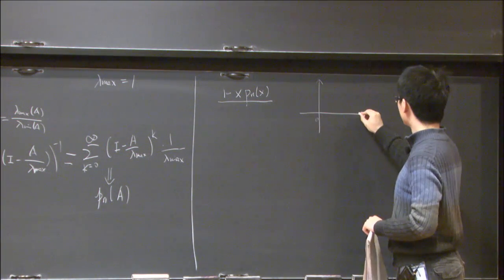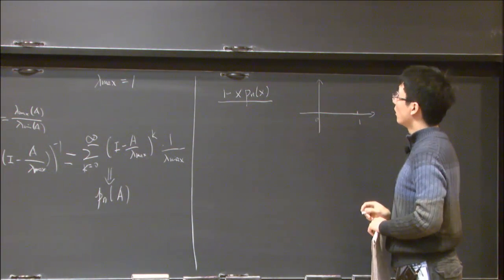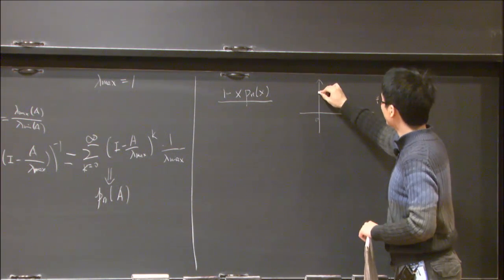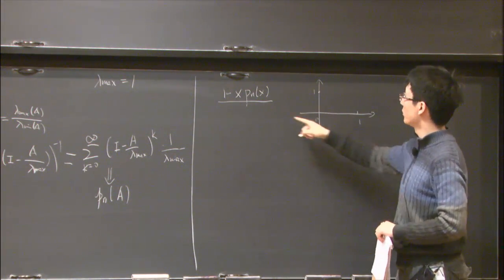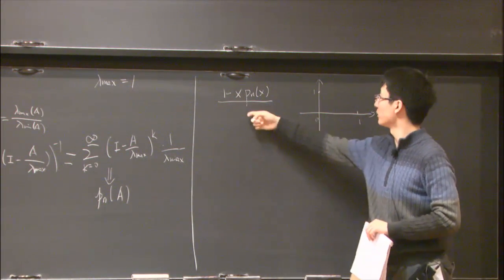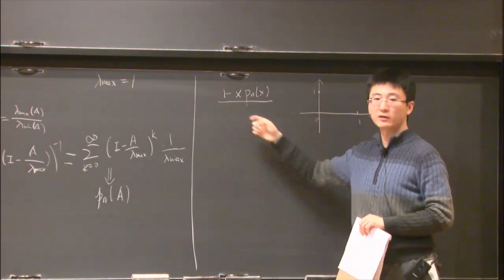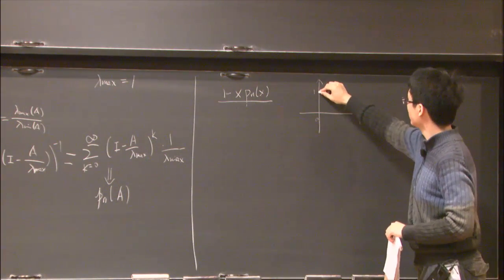This is 0. This is, say, 1. So first of all, it equals 1 at point 0, because this is a polynomial, and it's 1 minus 0. Therefore, it has to be here.